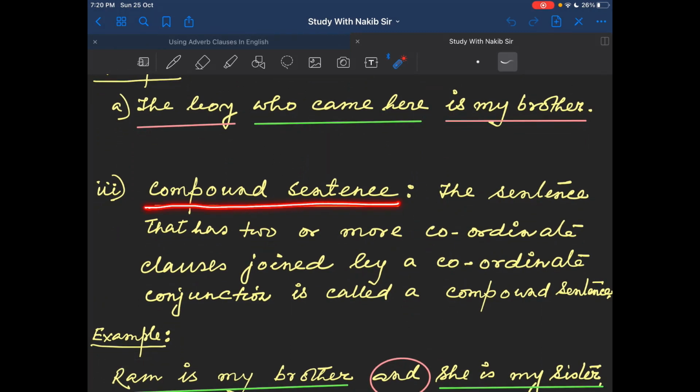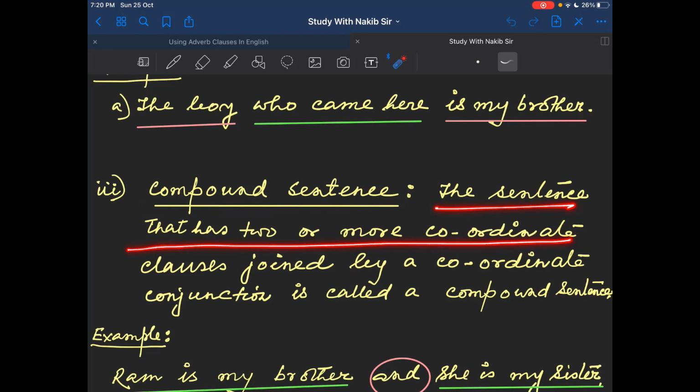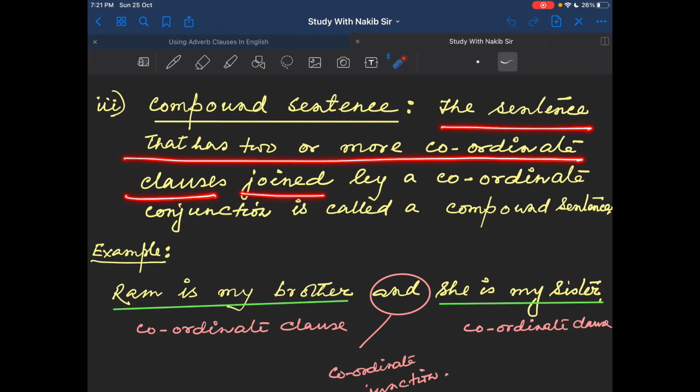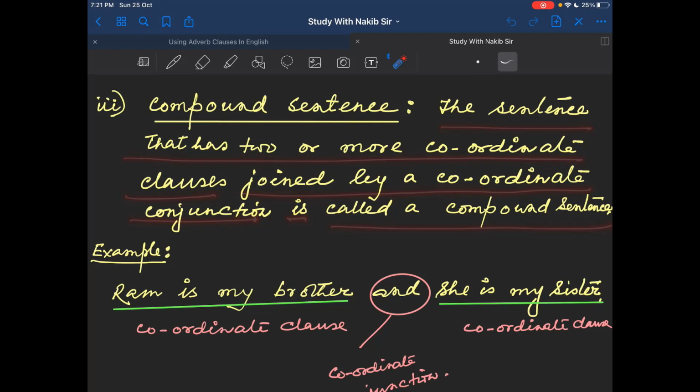What do you mean by a compound sentence? The sentence that has two or more coordinate clauses joined by a coordinate conjunction, or more than one coordinate conjunction, is called a compound sentence.